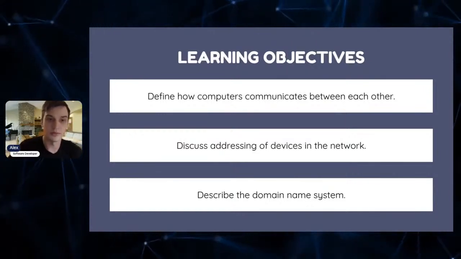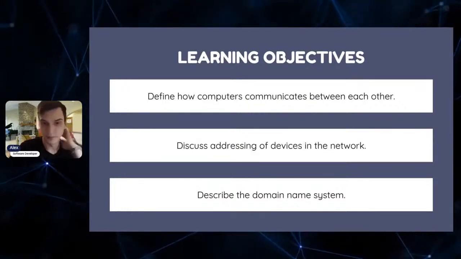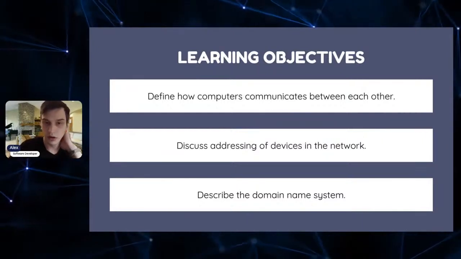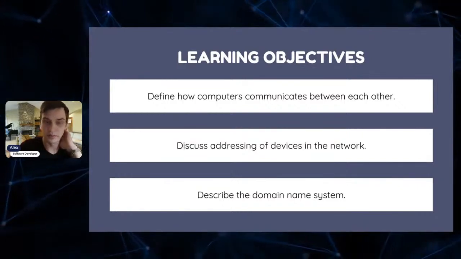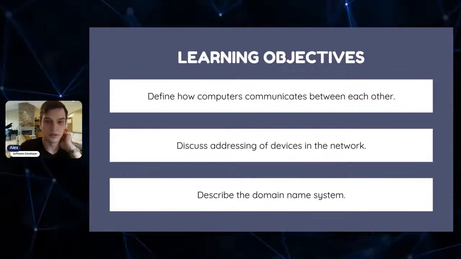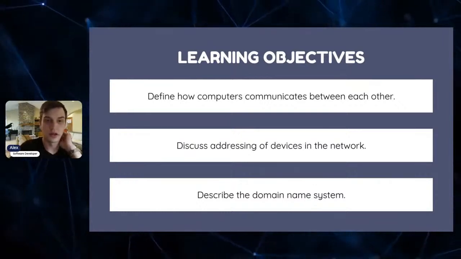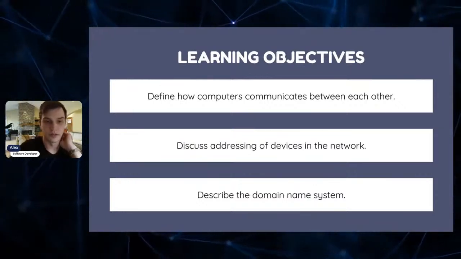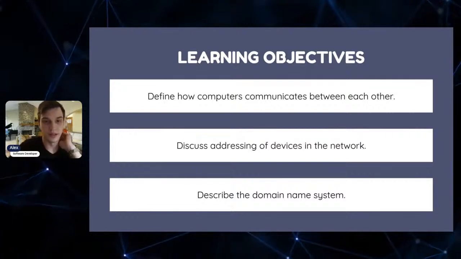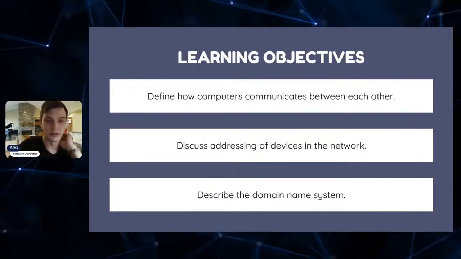We will touch three main things in it. In the first, I will define how computers communicate with each other. We will touch the low-level protocol of the communication to understand how computers send information between them. In the next part, we will discuss addressing of devices in a network, so how devices understand who is the source and who is the destination of the messages in a network. And in the end, I will describe the domain name system, the thing which helps us to connect every day to our favorite internet resources.